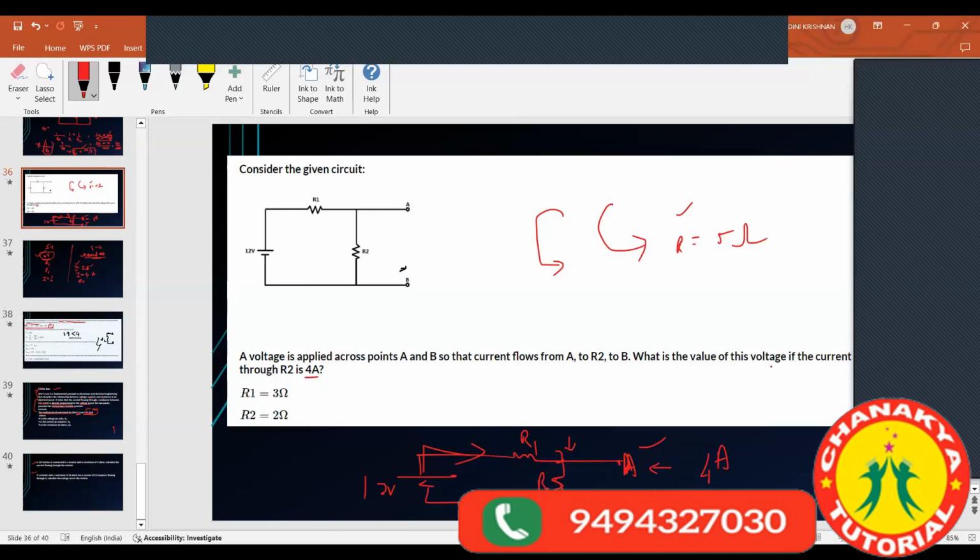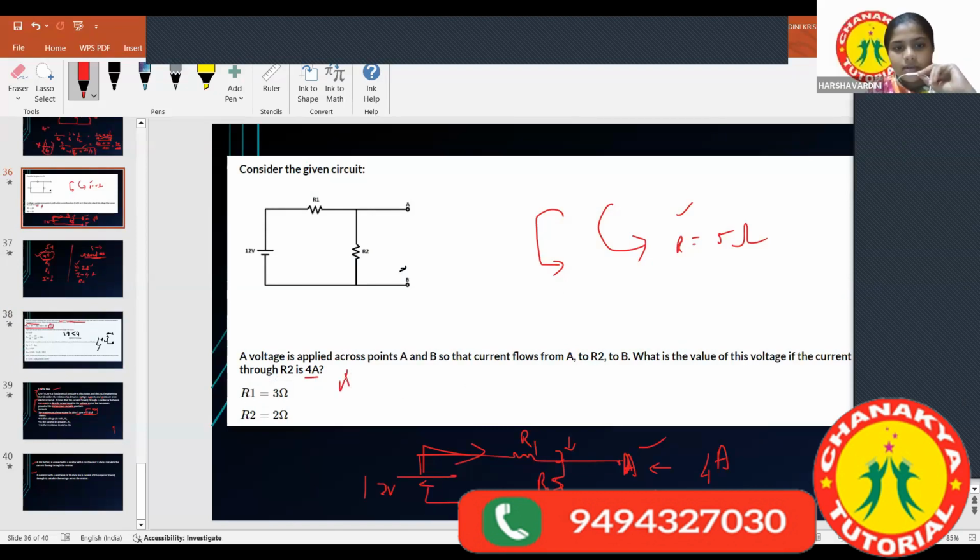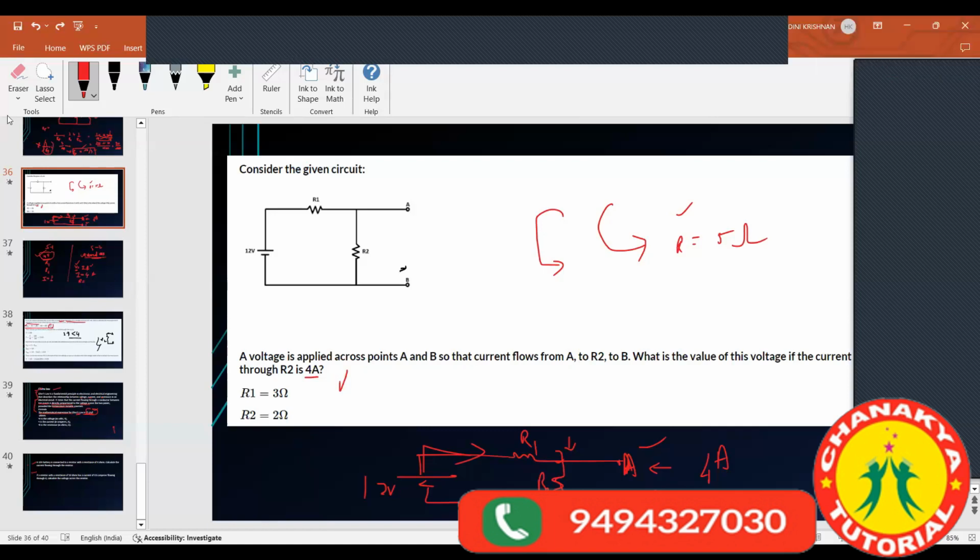Because ampere means current, so the whole current is. What? I'm not getting you, Hamza. Ma'am, amperes means current. Yeah. So related to the question: voltage is applied across points A and B so that the current flows in from A to R2 to B. What is the value of this voltage if the current through R2 is 4A? So in the question itself, it says 4A is the total current.